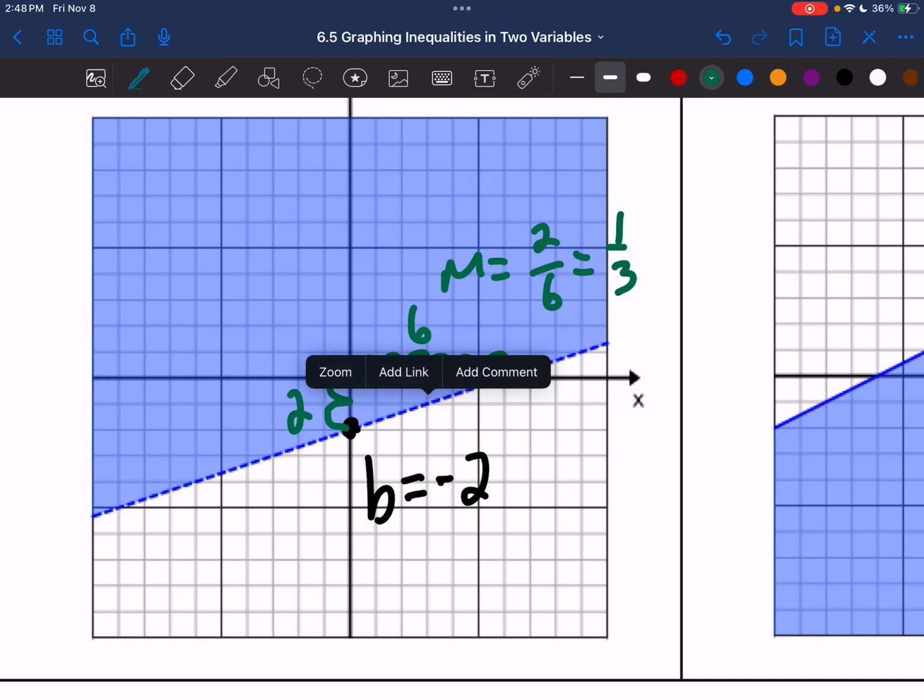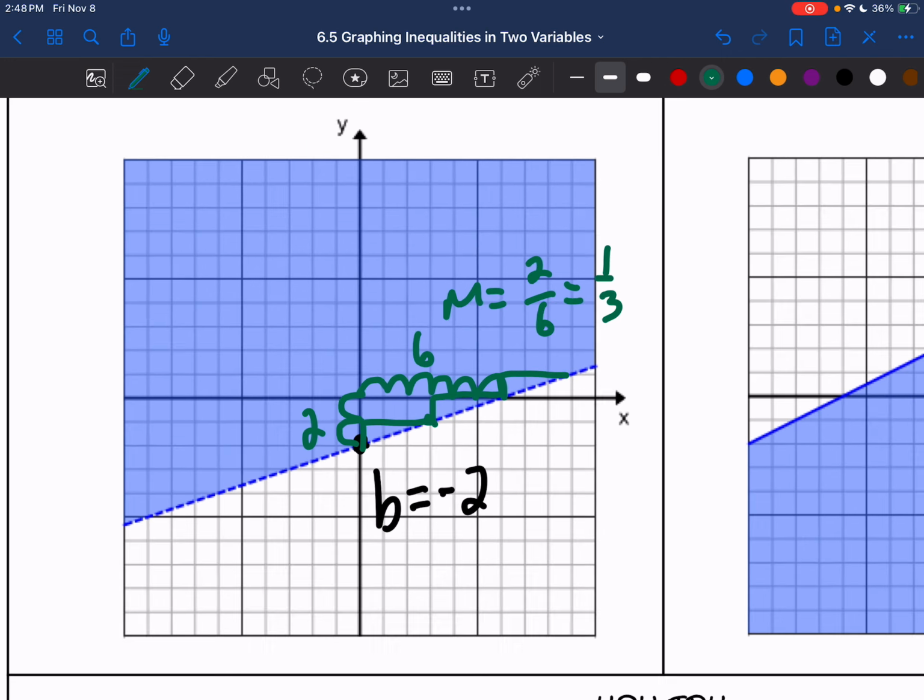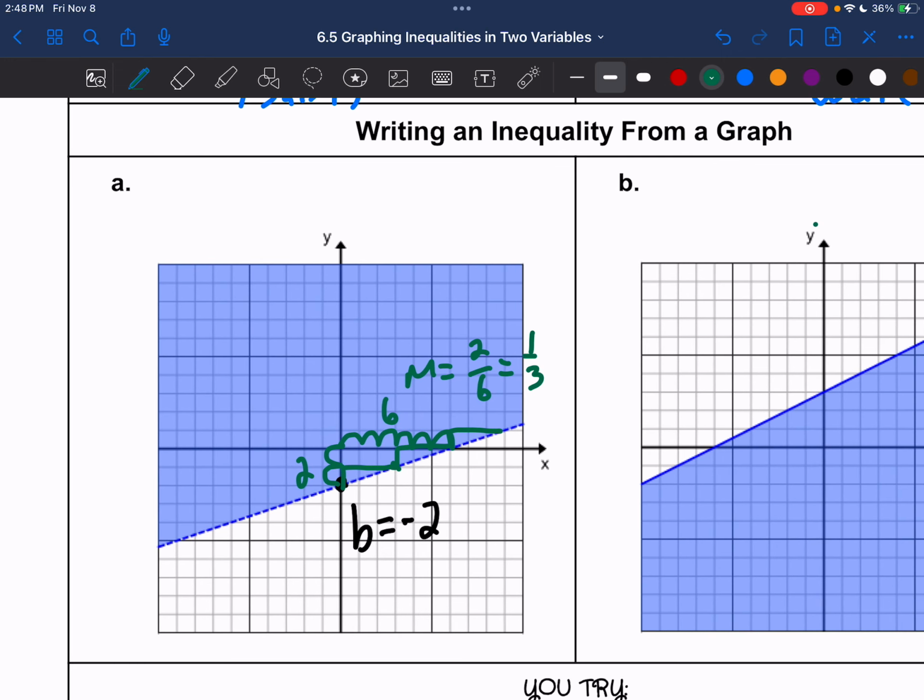And I can see that in between there, I missed one. We can go up 1 and to the right 3, up 1 and to the right 3, up 1, right 3. That's our pattern over and over again. So we have our y. We have our slope, which is 1/3 times x. We have our y-intercept, which is -2. Now all I need is my inequality symbol.